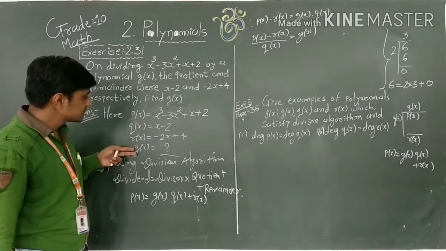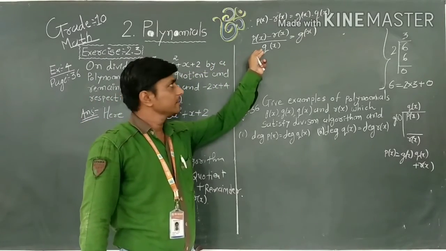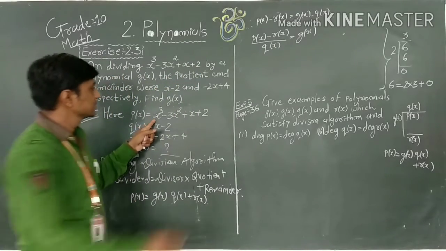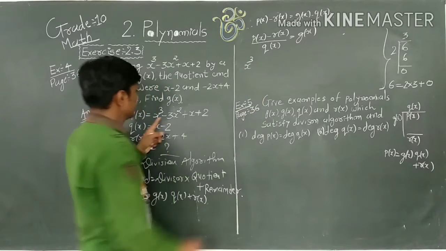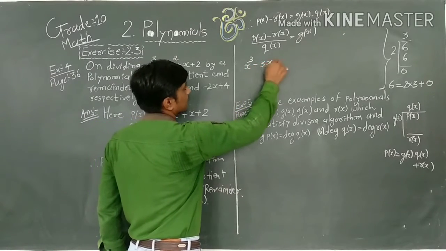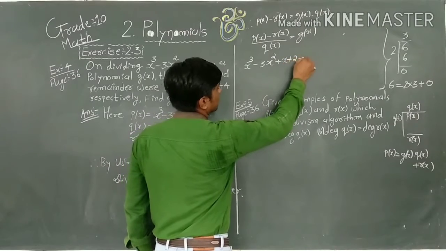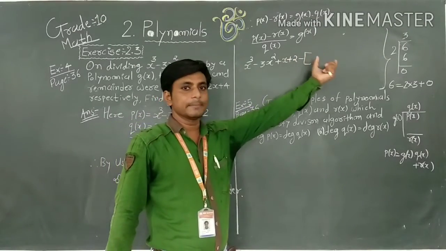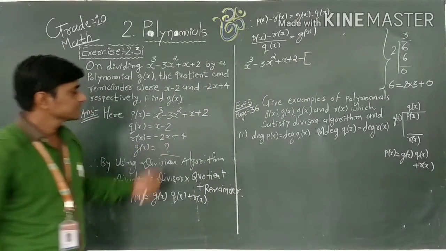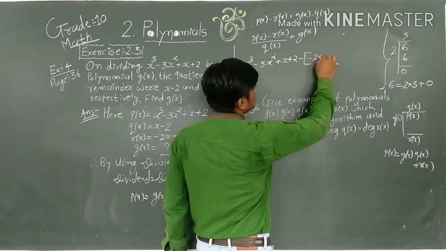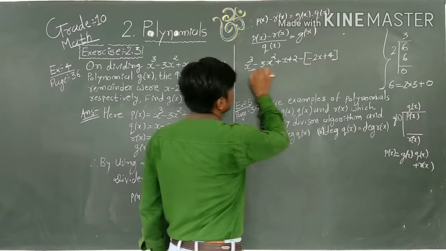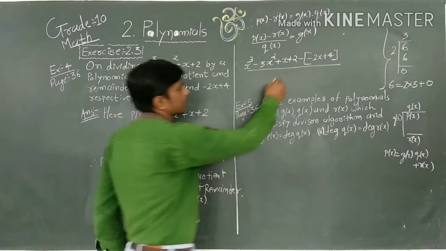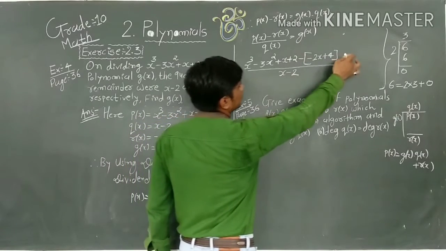Okay, now put all these values in this formula and we calculate g(x), which is our aim. Okay, now put p(x). p(x) is x cube minus 3x square plus x plus 2 minus r(x). Here we have a negative sign, therefore we make a bracket. What is r(x)? Minus 2x plus 4. Upon q(x). What is q(x)? x minus 2. This is equal to g(x).